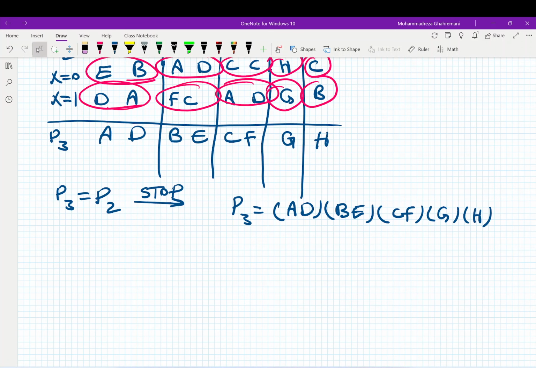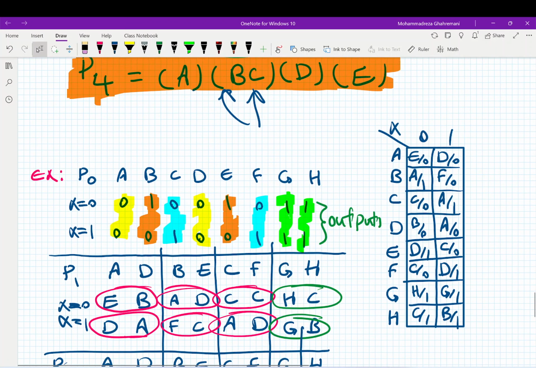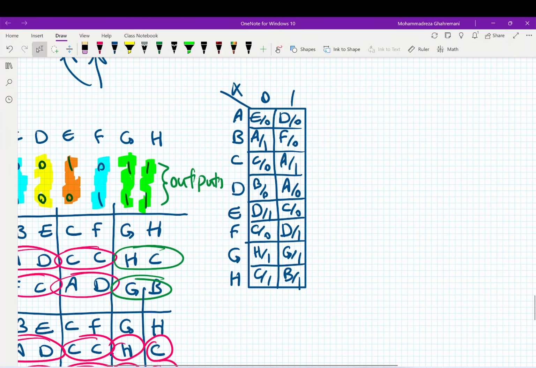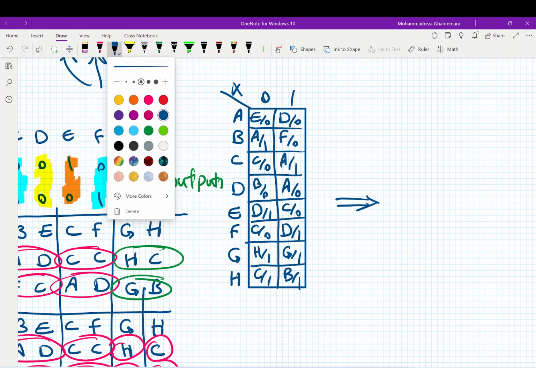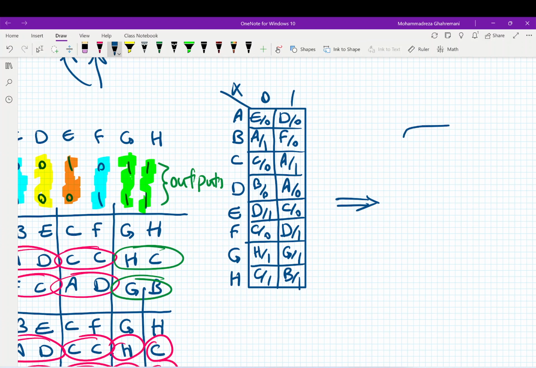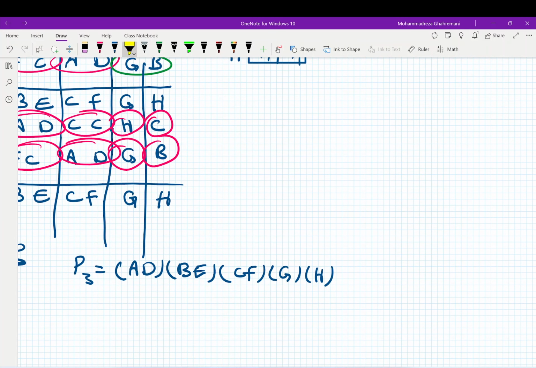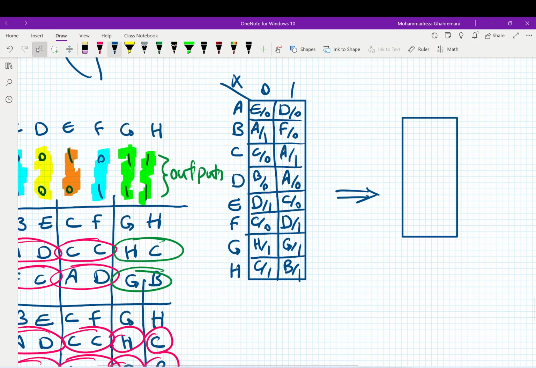Now we need to draw a new table here with reduced states. Of course, how many states will we have? We will have 1, 2, 3, 4, 5 states. So we show 5 states here.